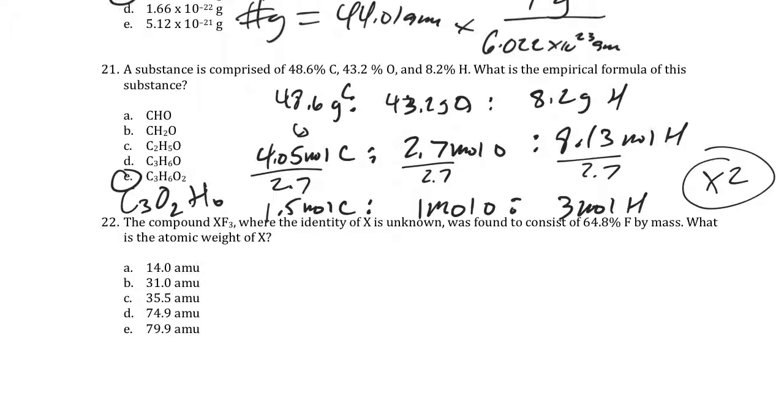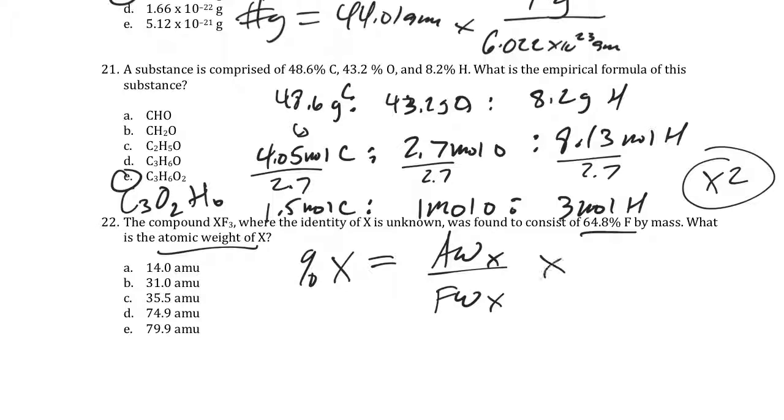Then XF3, we don't know what X is, but it's this percent by fluorine by mass. What is the atomic weight of X? We did a problem like this recently on one of the quizzes, but the idea here is that the percent X in the compound would be the atomic weight of X divided by the formula weight of the compound times 100%. You see how I'm just using the simple idea of what percent by mass means here to write this expression. So this isn't really all that fancy of an expression. But the problem is I don't know either the atomic weight of X or the formula weight of the XF3.